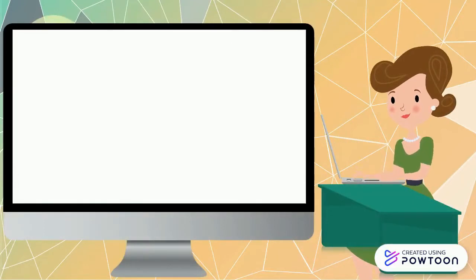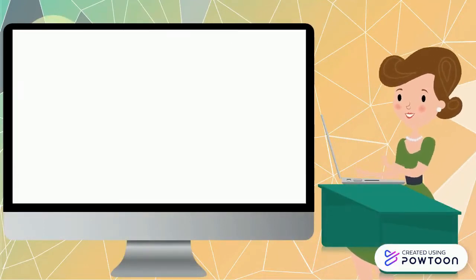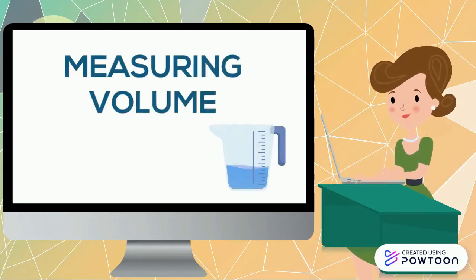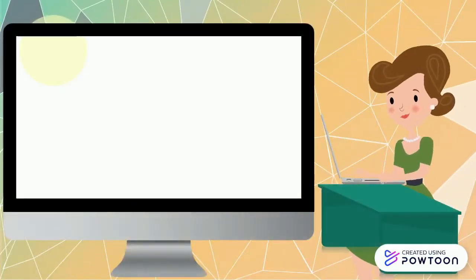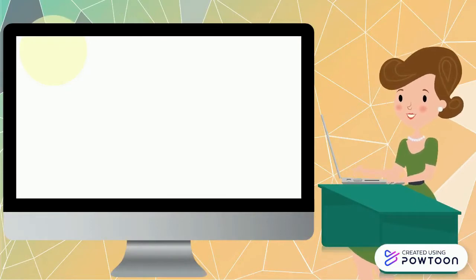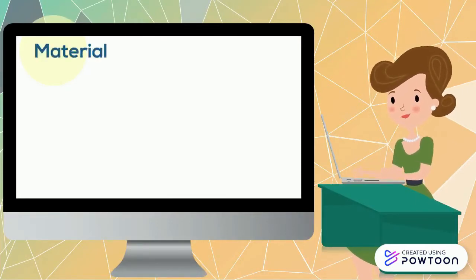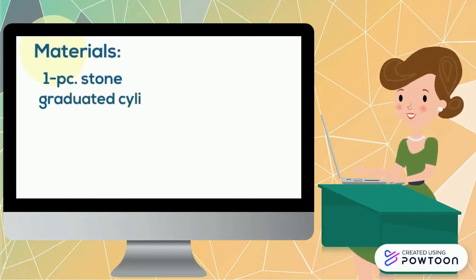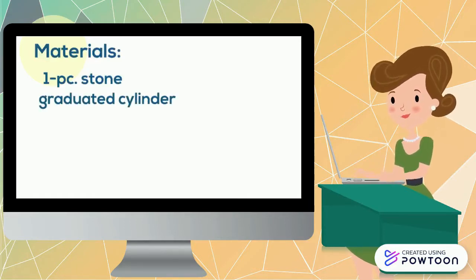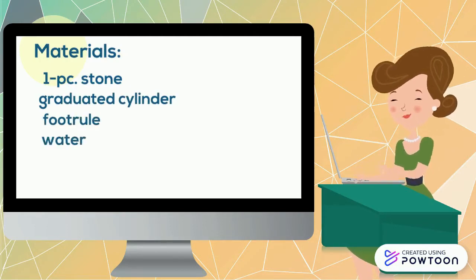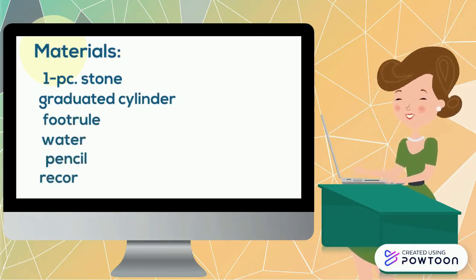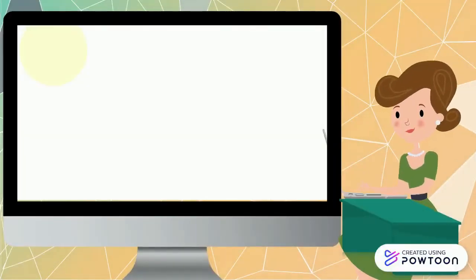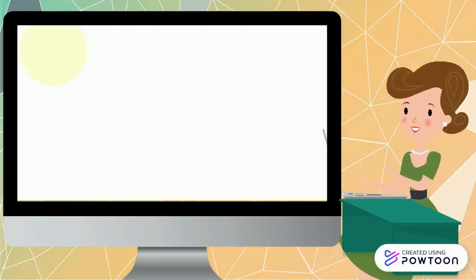Now we already know what prediction is. It is now time for us to measure volume. In measuring volume activity, we need the following materials: 1 keystone, graduated cylinder or glass with measurement, foot rule, water, pencil, and record notebook. In doing measuring volume activity, we need to follow procedure.